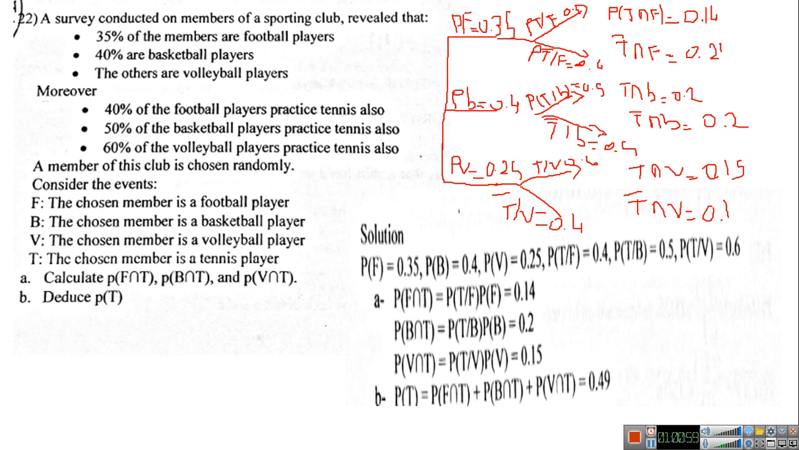So calculate P of F intersecting T, you have it. P of B intersecting T, you have it. P of T intersecting V. To deduce P of T, it will be this sum plus this sum plus this sum. Okay, you have it here, it is 0.49.